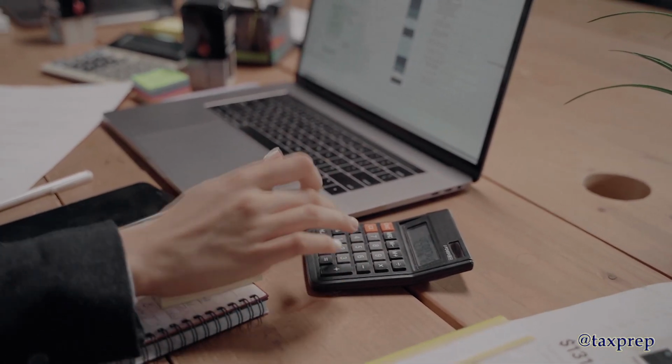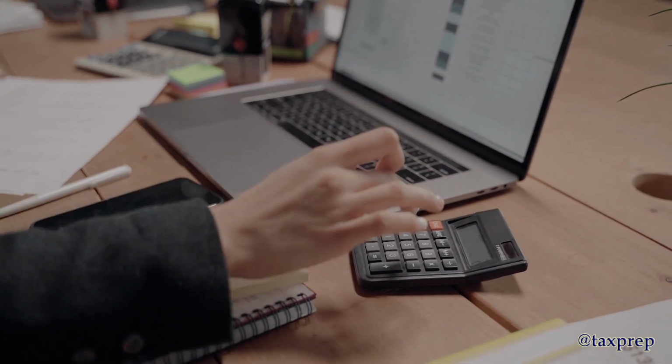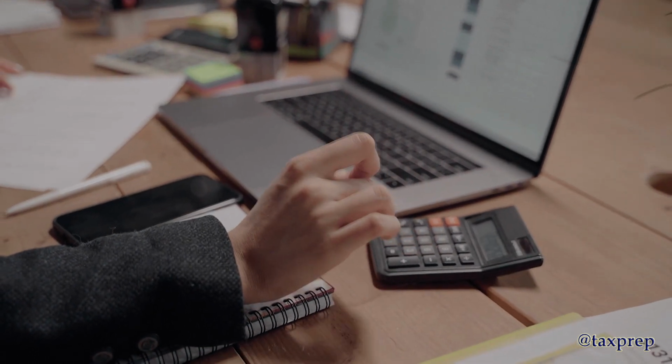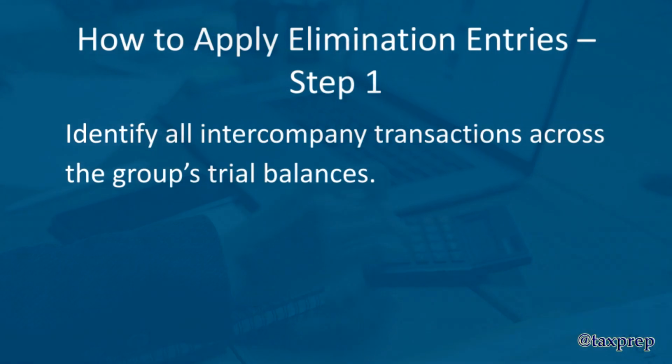How to apply elimination entries, step by step. Let's walk through how you apply elimination entries during consolidation. It's actually a pretty smooth process. Step 1. Identify intercompany transactions. Start by reviewing the trial balances for each company. Look for signs of internal activity. Sales between entities, payable and receivable balances, internal loans, interest, or dividend income.